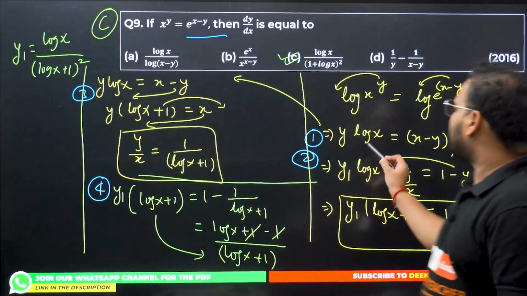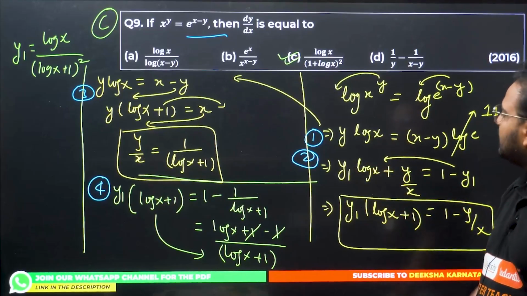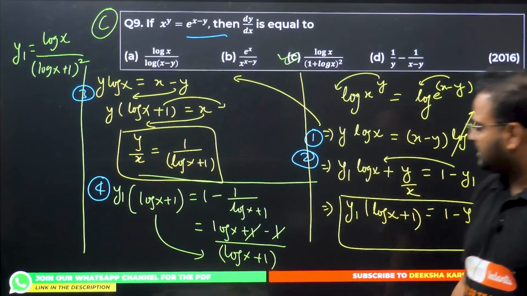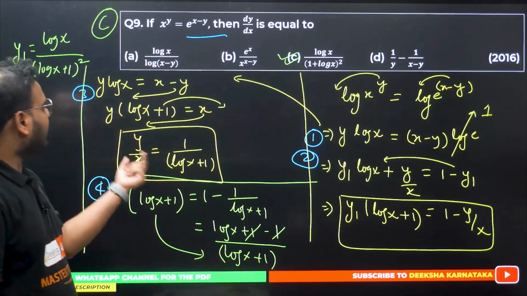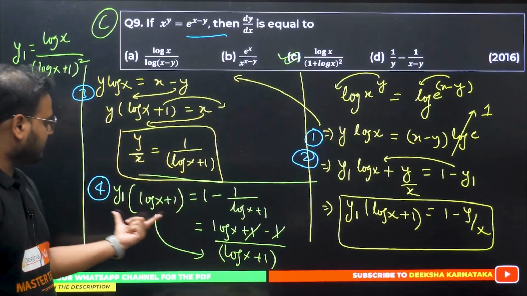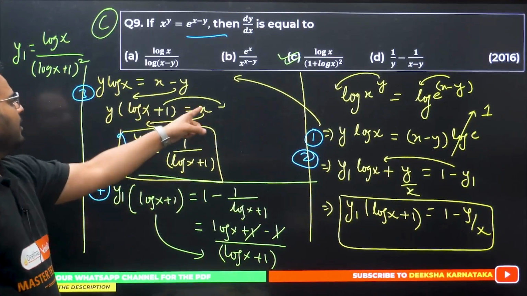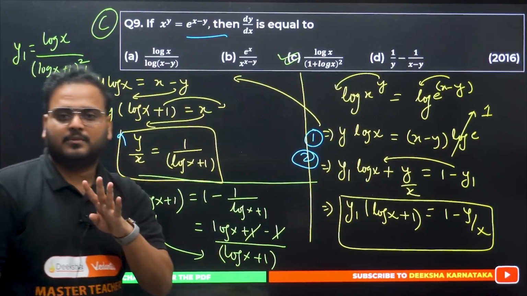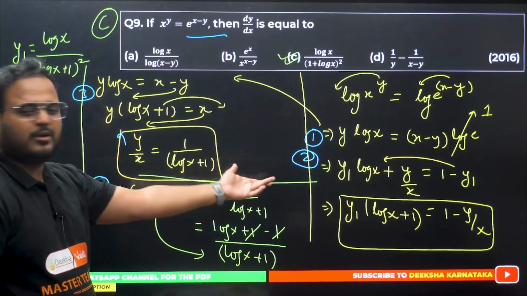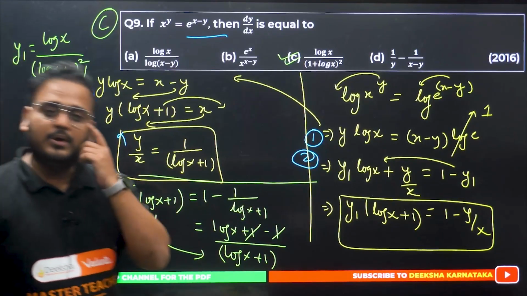Step number 1 is writing the function after applying the logarithms. Second is the derivative of the logarithm, the product rule and the other side. Third will be getting the value of y1, and fourth will be this step. That is what is required. This you don't have to write. You can get this from here only. dy by dx is equal to 1 upon log x plus 1. So it is a 4 step question, but you can solve it, I think, within 1 minute. It will not take more than 1 minute if you know the procedure properly.